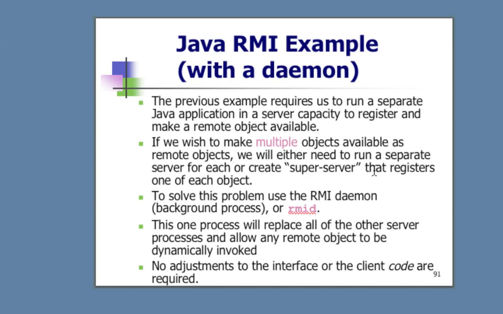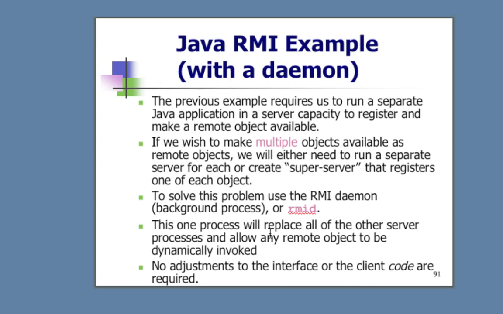To solve this problem, we use the RMI daemon. We can run RMID in the background. It's a daemon that basically says we can have multiple different server objects running. One process will replace the other server process and allow the remote object to be dynamically invoked.